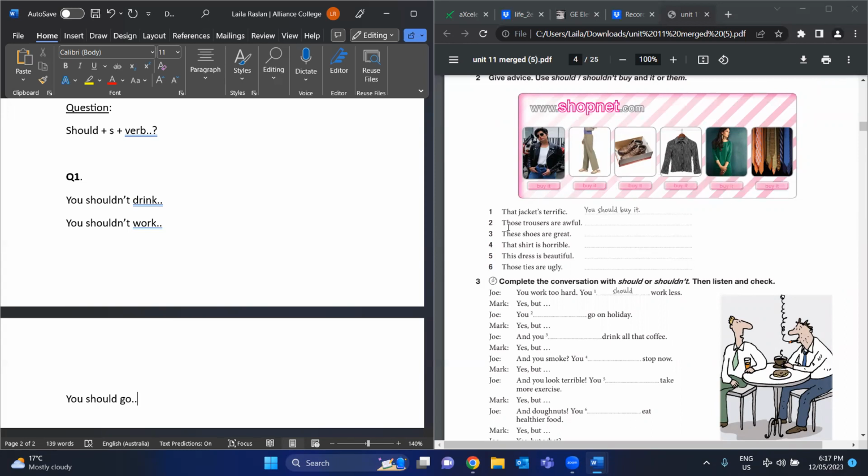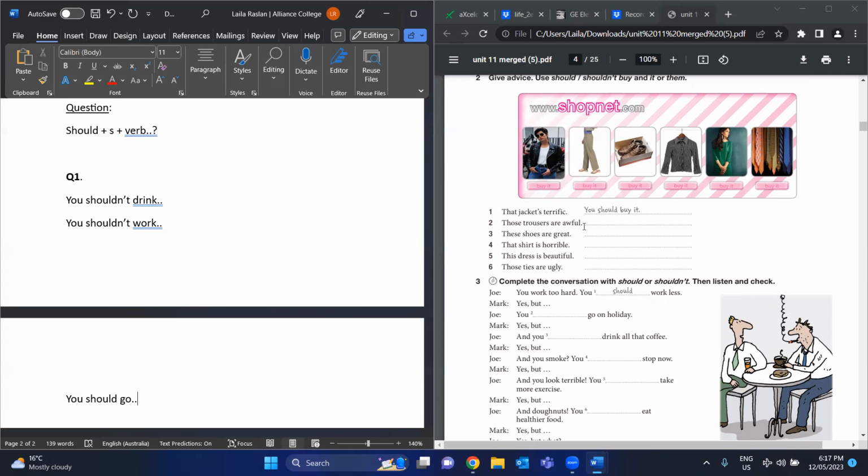Number 2, Natalia. Those trousers are awful. You shouldn't. Good. Shouldn't. Number 3, David. These shoes are great. You should buy them.